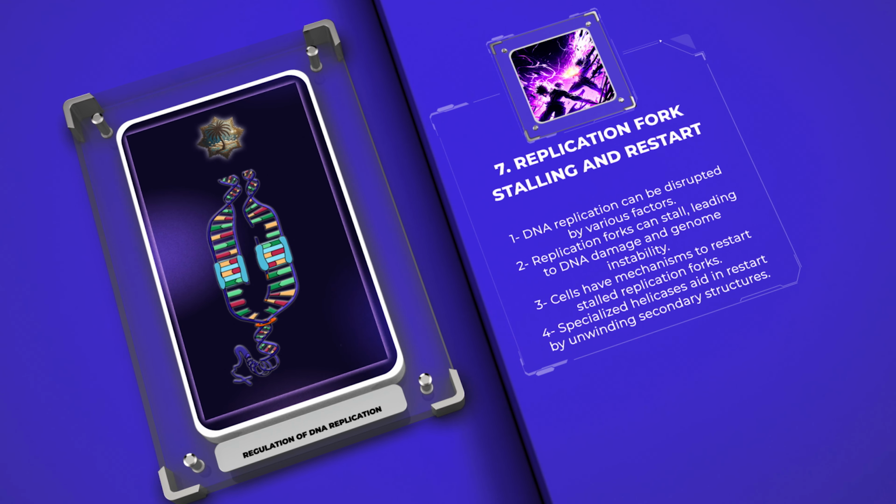Specialized helicases, such as REC helicases, aid in the restart of stalled replication forks by unwinding secondary structures and resolving DNA-protein complexes. The careful orchestration of these mechanisms prevents stalling-induced replication fork collapse and DNA damage.